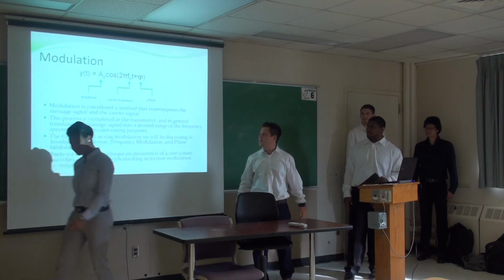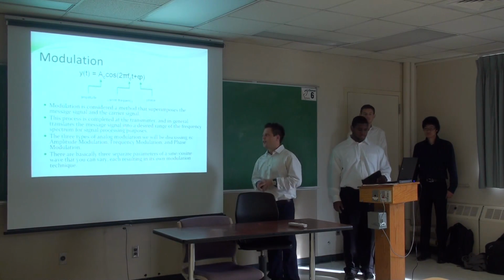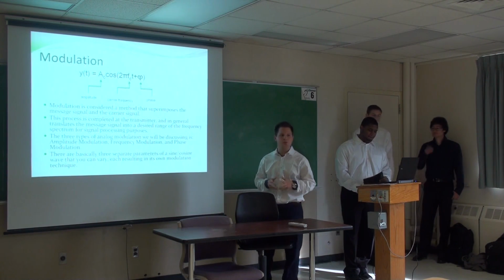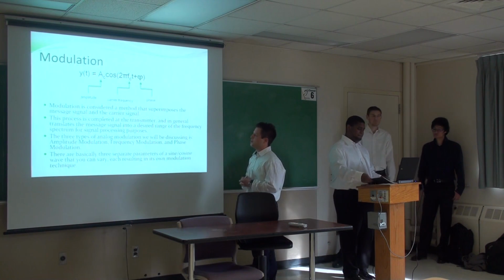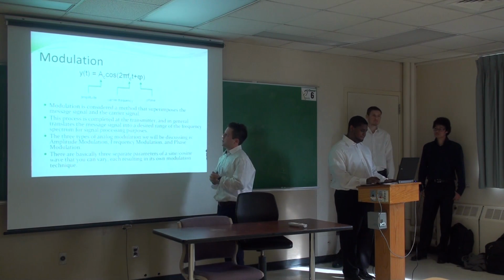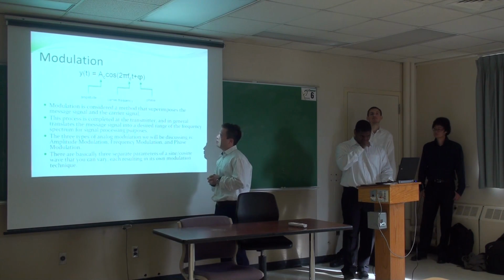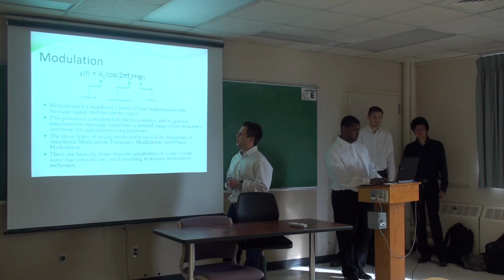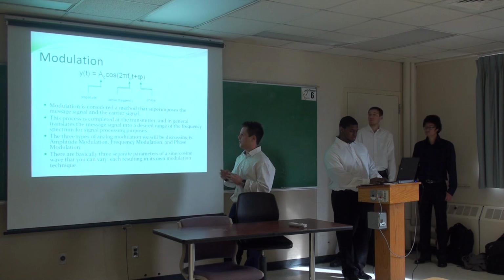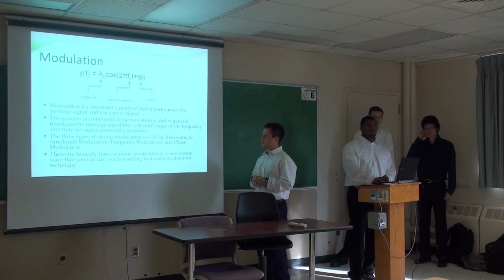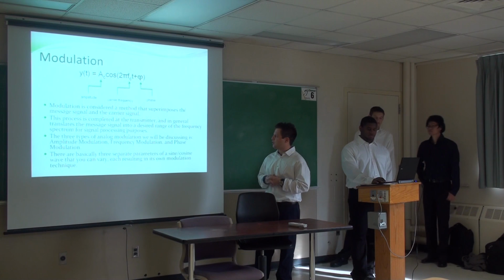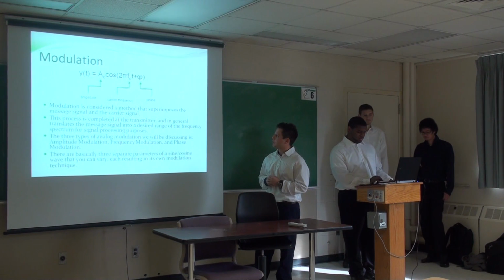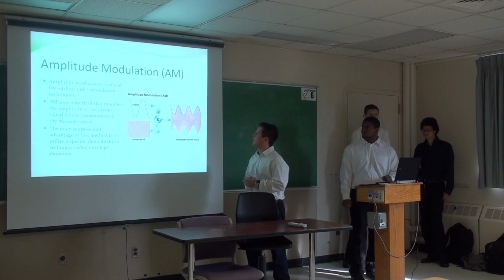Thanks, Grace. Once again, I'm Timur. I'm the presentation prep. Modulation is basically a process that varies a high frequency carrier signal in order to transmit information. As you can see here, there are three separate parameters of a cosine sine function that each have their own modulation technique: amplitude modulation, frequency modulation, as well as phase modulation. The main purpose of this is to translate the message signal into a desired range of frequency spectrum for signal processing purposes. And with that, amplitude modulation.